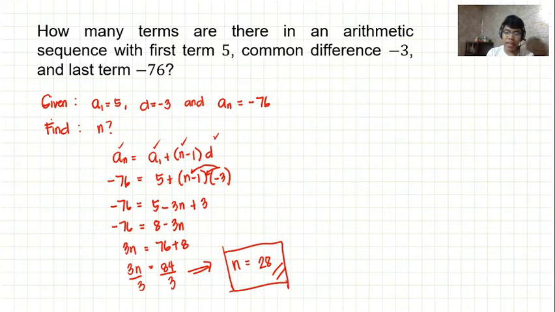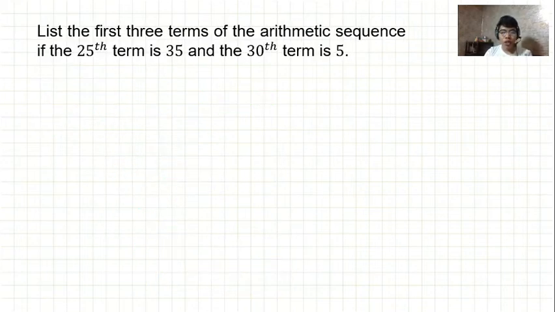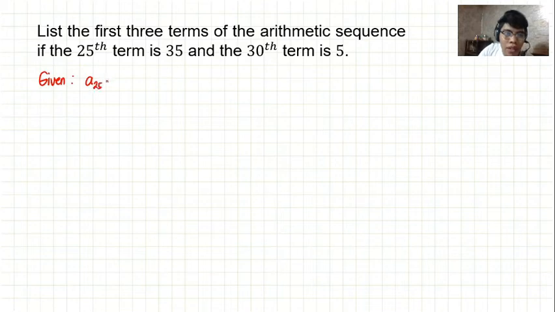So madali lang siya, right? So that is for number 1. How about for number 2? Okay, list the first three terms of the arithmetic sequence if the 25th term is 35 and the 30th term is 5. Okay, so the same sa ginawa natin sa first problem, we will write first the given values. So we have given here a sub 25 is equal to 35 and a sub 30 is equal to 5.